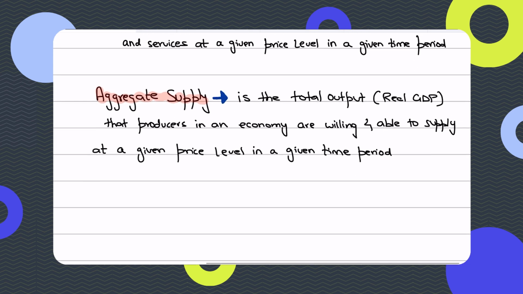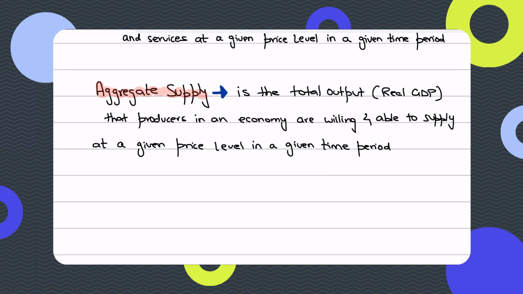So aggregate supply is basically, so that's the spending side. Aggregate demand is sort of reflecting, factoring in and capturing the spending side. But then we also have the output side. And the output side is how the firms or the production or how the industries are behaving across the economy. So aggregate supply is the total output or real GDP, the actual output that producers in an economy are willing and able to supply at a given price level in a given time period. ठीक है?